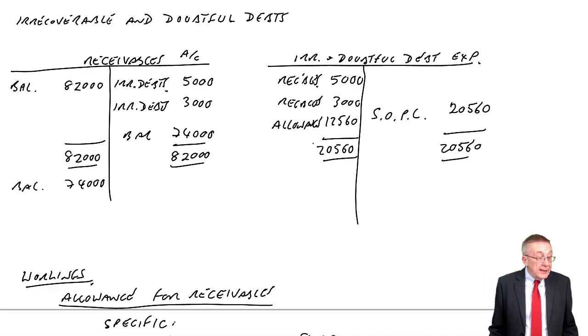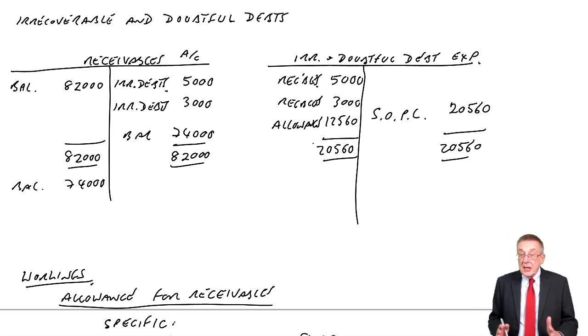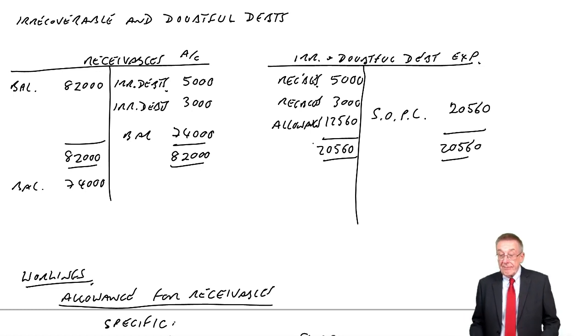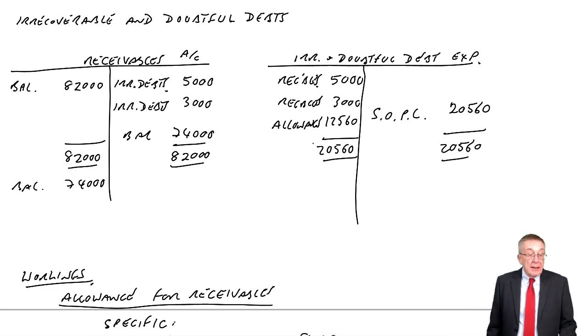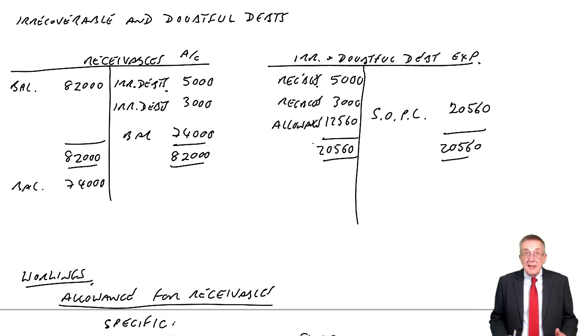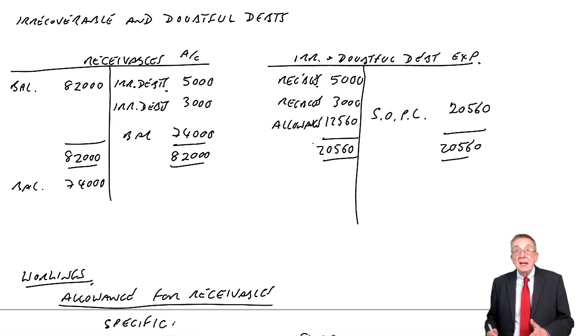Okay, this is the third and the final lecture on irrecoverable and doubtful debts. Remember in the last lecture we went through example 2. It's still on the screen. I'm now going to look at example 3, which is the same business, Scylla, but we're going into the second year. Then I can show you the full story.